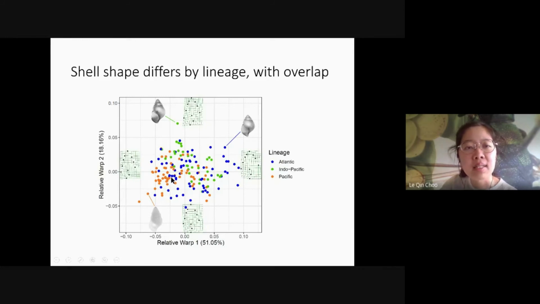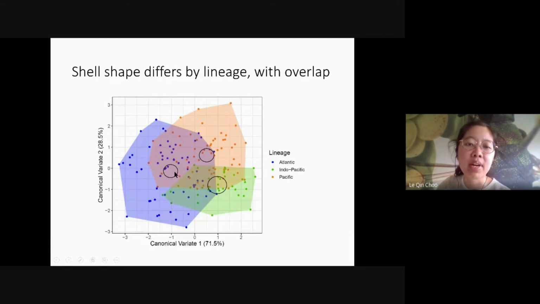Therefore, we did another analysis, which is a canonical variate analysis. What this analysis does is that it maximizes the differences between lineages while minimizing differences within lineages, so there's better separation of the groups. The colored regions represent the distribution for each lineage, while the dark circles represent the 95% confidence interval. With this plot, we can see that the mean shell shape is significantly different for each lineage. However, there's also a large amount of overlap between lineages. Therefore, we can't really assign specimens to their lineage based on their shell shape.